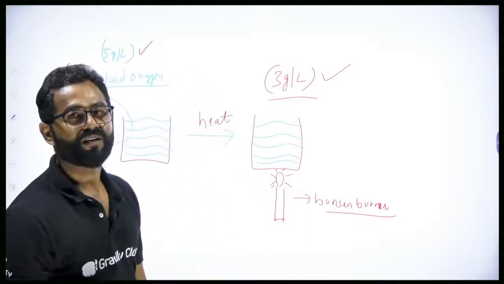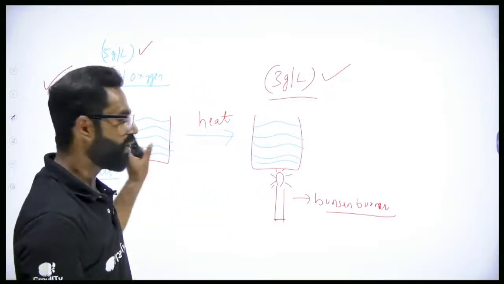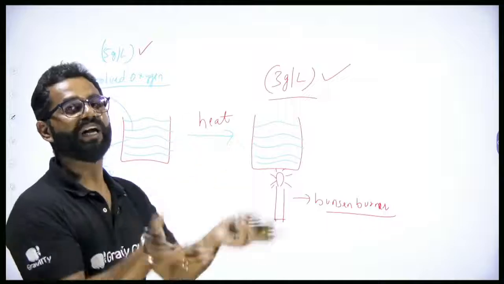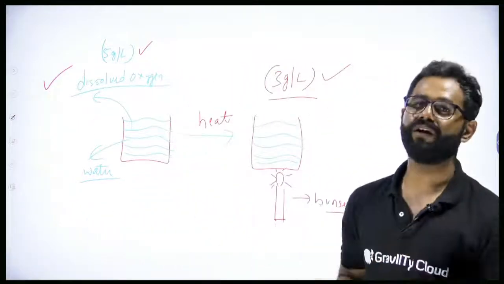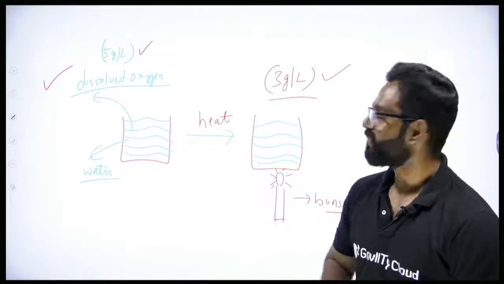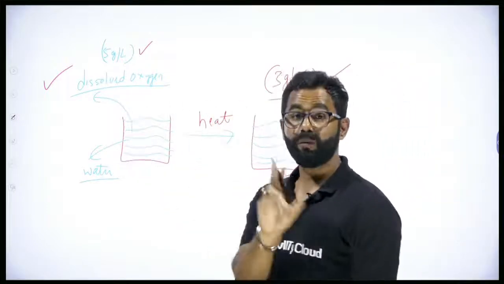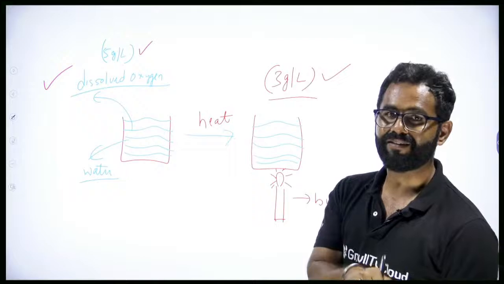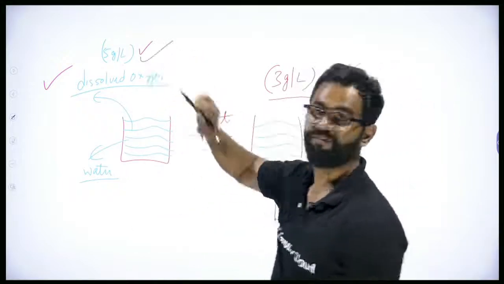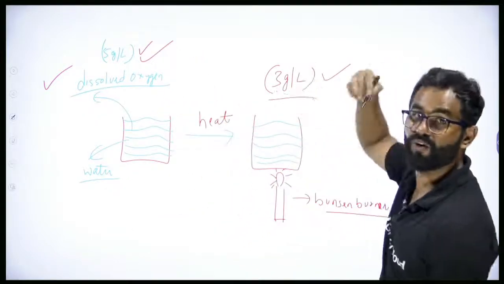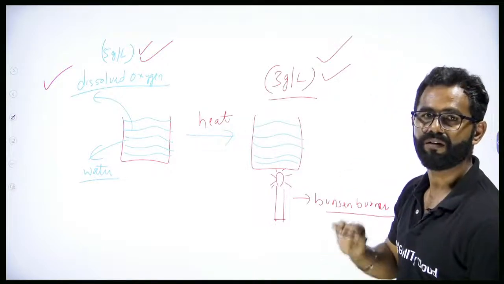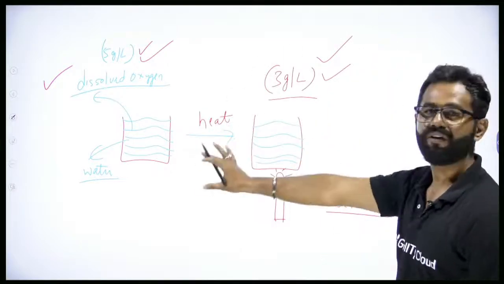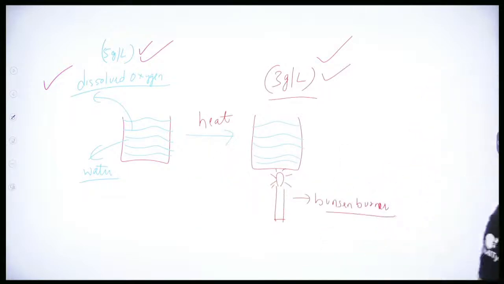So what is happening? On heating the water, the gases are expelled out. Right? On heating the water, the gas is expelled out. Or we can say, on heating the water, the solubility of gas in the water decreases. In this case, we have 5. Upon heating, it reduced to 3. Simple. Understood? Just note it down if you want to. I give you 10 seconds.